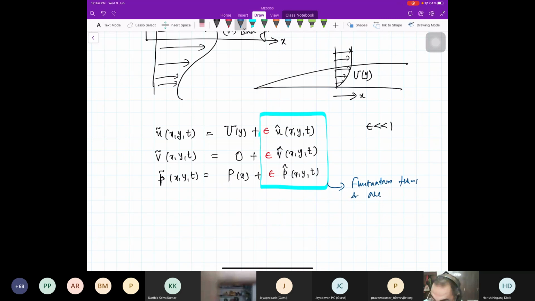And are small. How do I know they are small? Because epsilon is very small. Epsilon is literally the amplitude of those fluctuations in some sense. Is this clear so far? Okay. Now, let's introduce these fluctuations into the Navier-Stokes. Let's substitute them as it is.